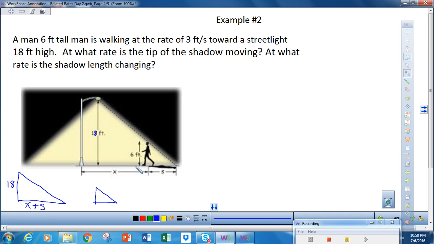x represents the distance between the man and the street pole. s is his shadow length. The smaller triangle is made with the man and his shadow length. So, of course, we can use similar triangles and say that 18 is to x plus s as 6 is to s. So s is the shadow length, and what we're trying to find is ds/dt.